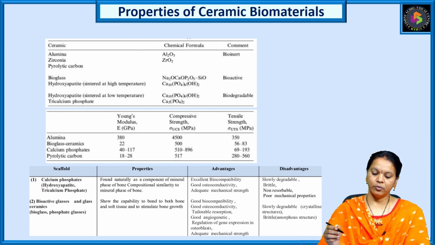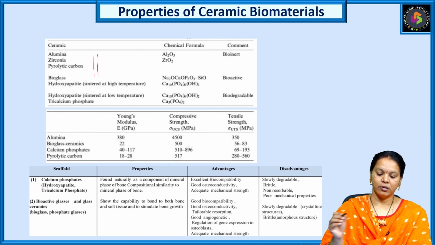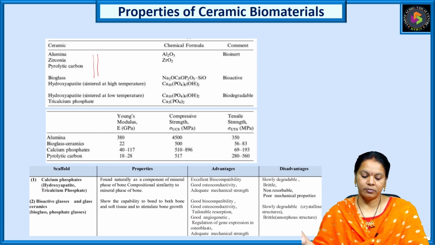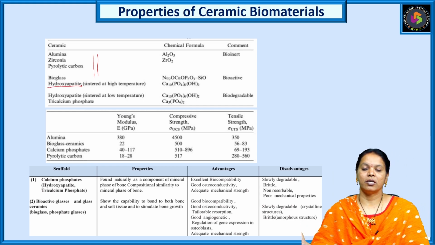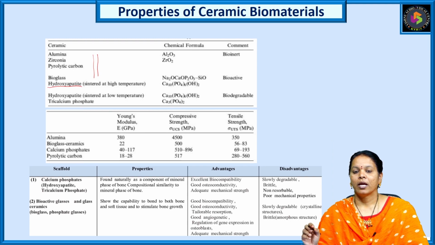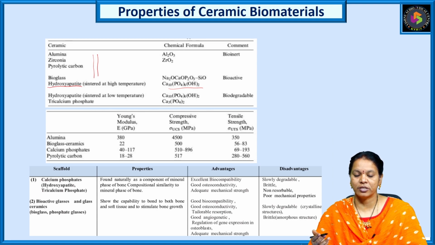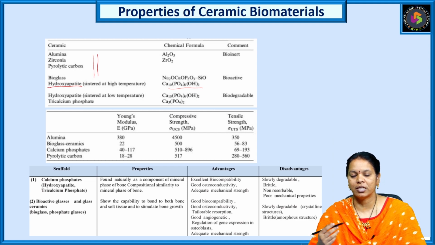So these are a few examples: alumina, zirconia, pyrolytic carbon, bioglass, hydroxyapatite, and all those things. The best feature of hydroxyapatite is orthopedic applications. The reason being, hydroxyapatite is a calcium phosphate element, and this element is available in the natural bone tissue. So the compatibility of hydroxyapatite towards orthopedic applications is very high, and bone resorption and bone regrowth, all such applications are the advantages when we use hydroxyapatite as an orthopedic material.